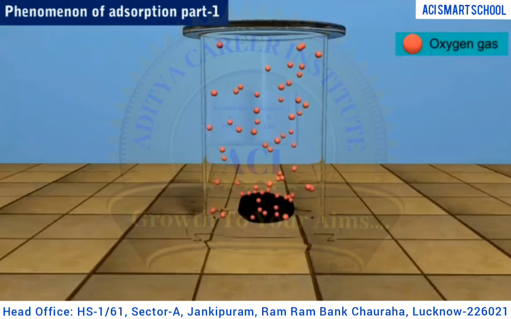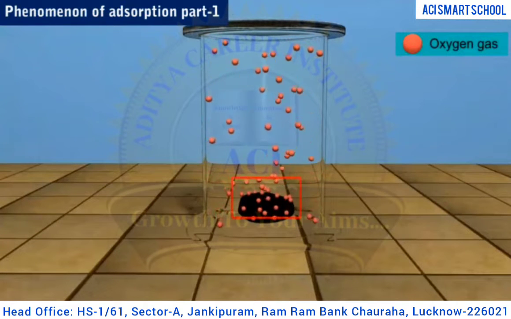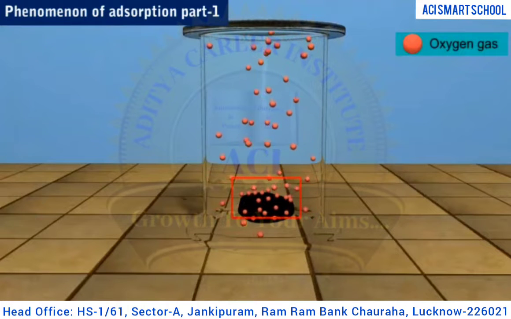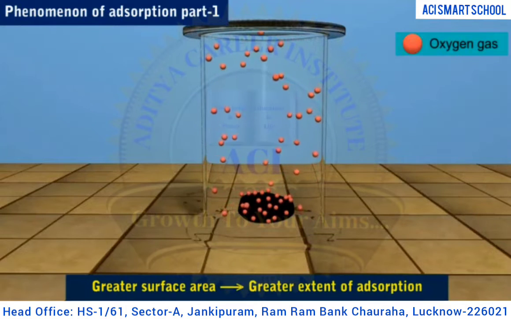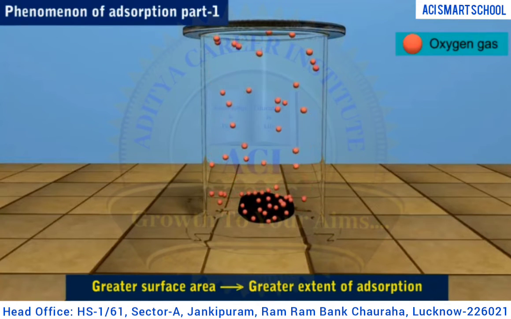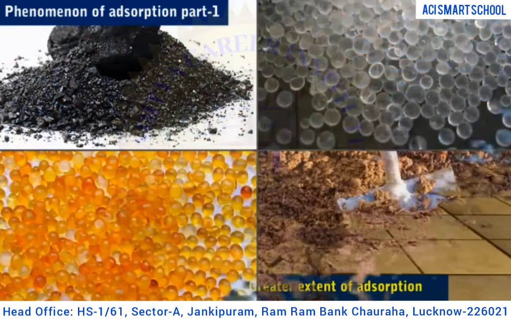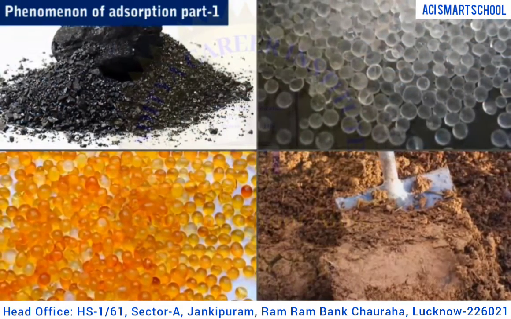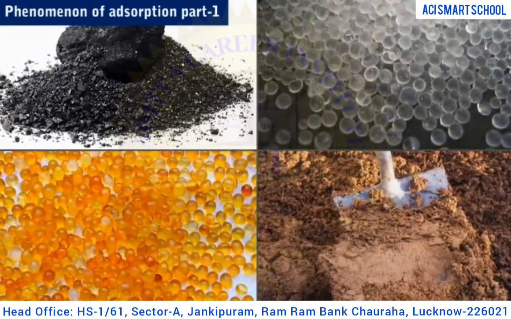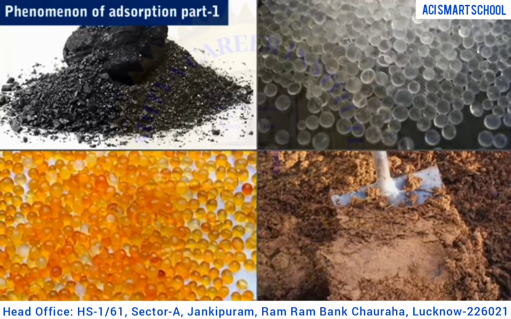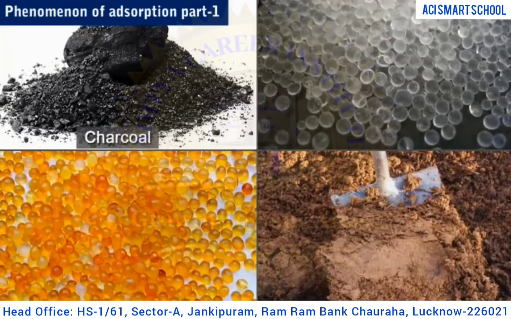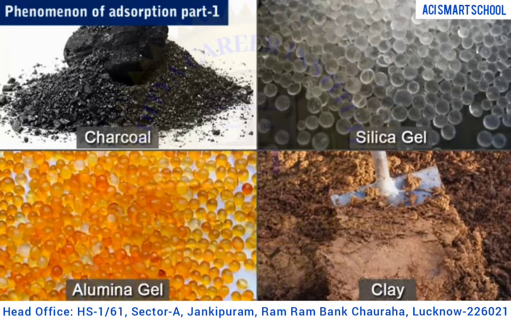It is important to note that adsorption is a surface phenomenon. Hence, greater the surface area of the adsorbent, greater is the extent of adsorption. Thus, finely divided metals and substances with porous structure are good adsorbents, as they provide large surface area. Charcoal, silica gel, alumina gel, and clay act as excellent adsorbents.